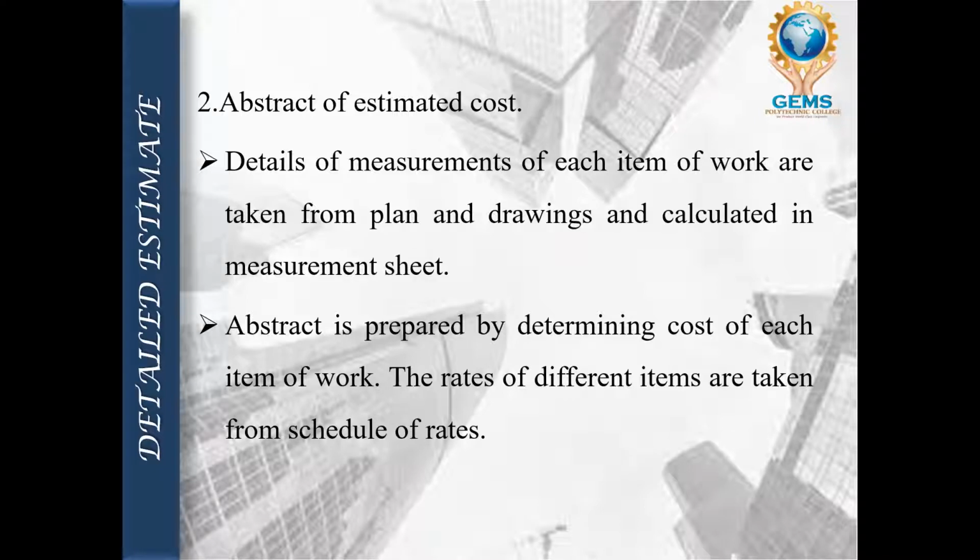After that, the abstract is prepared by determining the cost of each item of work. The rates of different items are taken from the schedule of rates. So first we have to calculate the quantities of each item of work, right? After that we have to find the cost of each item of work.